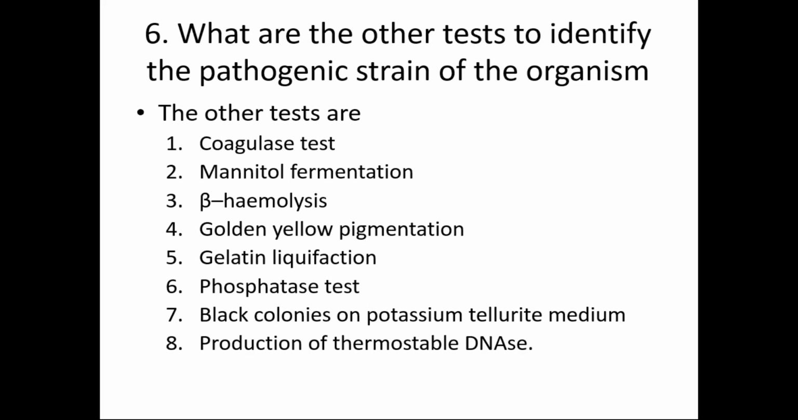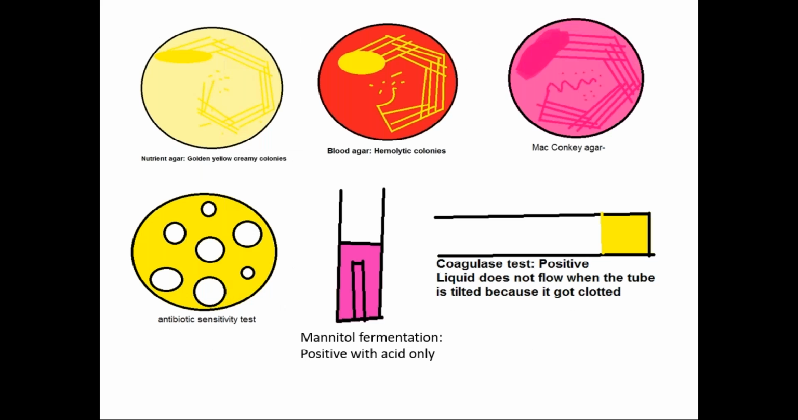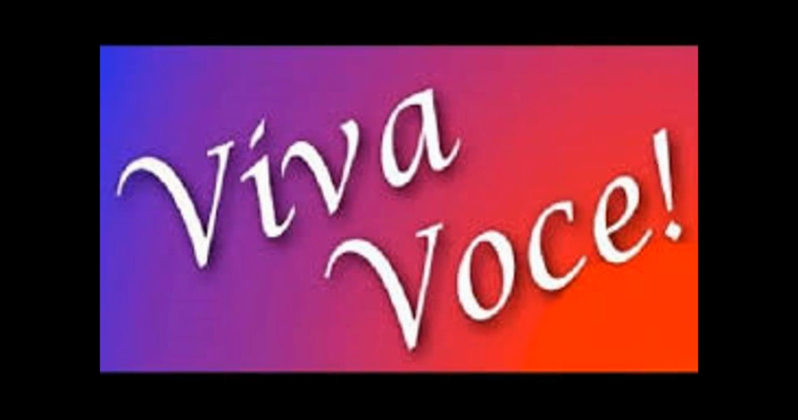So what are the other tests performed to know if that Staphylococcus strain is pathogenic or not? The different tests are Coagulase test, mannitol fermentation test, beta hemolysis, golden yellow pigmentation, gelatin liquefaction, phosphatase test, black colonies on potassium tellurite medium, and production of thermostable DNase. Next, please all of you draw these diagrams in your practical record. Next one.